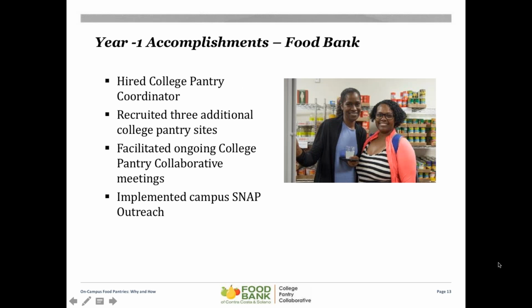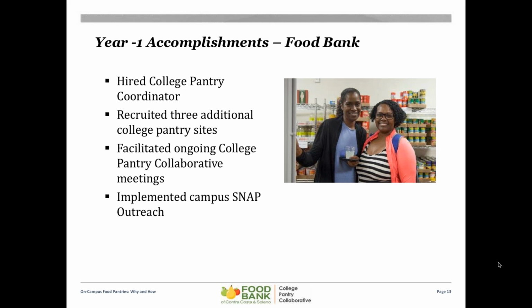At the food bank in year one, we hired a part-time college pantry coordinator, and he was really able to invest the time needed to add more college pantry sites. So we recruited 3 additional sites. We also brought all of the college pantry staff together quarterly for shared learning, sharing ideas, pushing forward those aha moments.